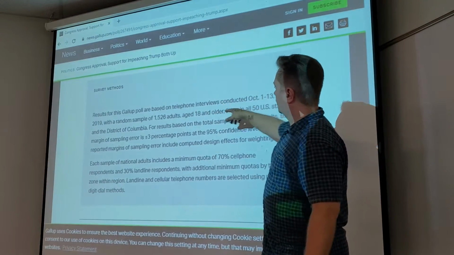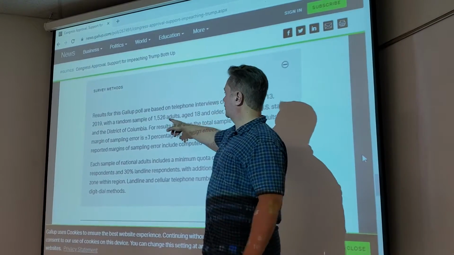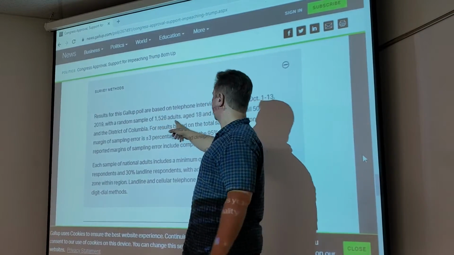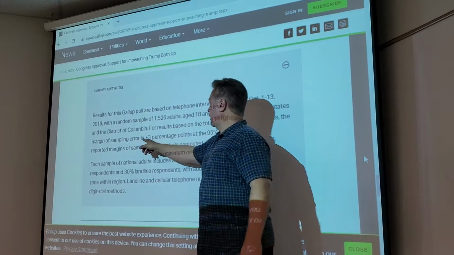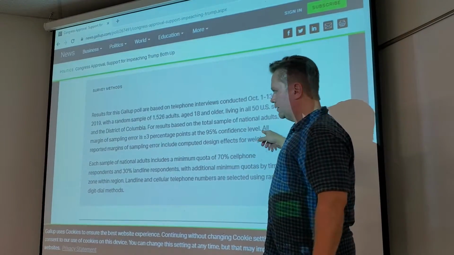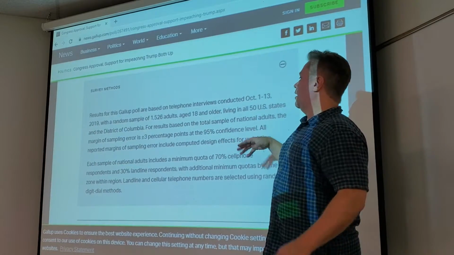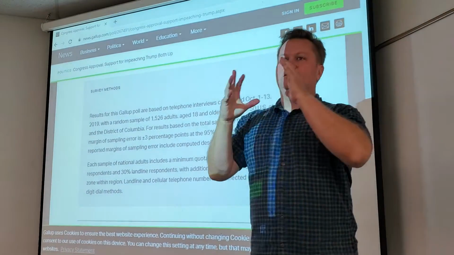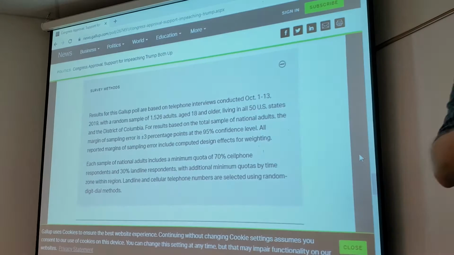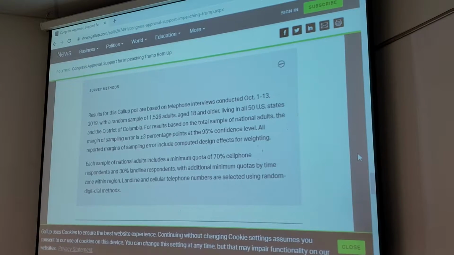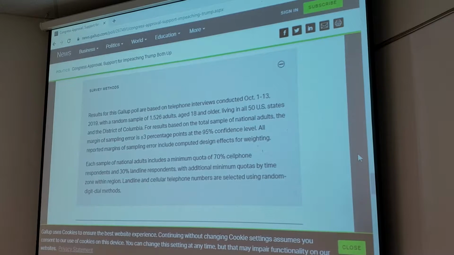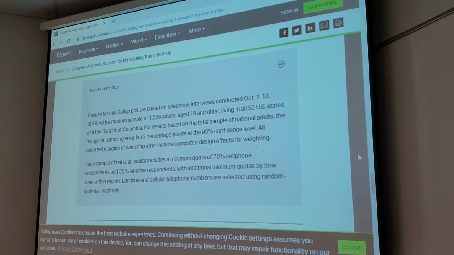Results for this are based on telephone interviews with a sample of 1,526 adults. Plus or minus 3% error at the 95% confidence level. So I want you to realize that the work we are doing right now in a Stats 1 course is pretty much exactly what they're doing with a study like this, right?